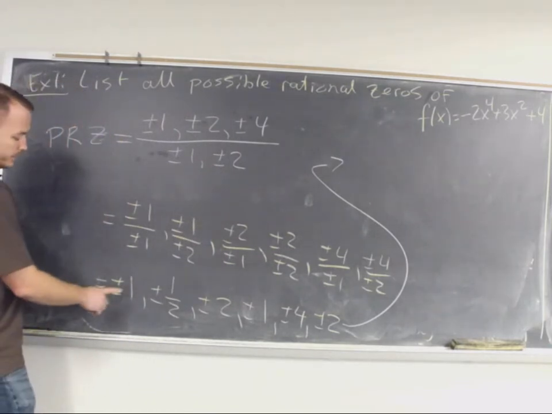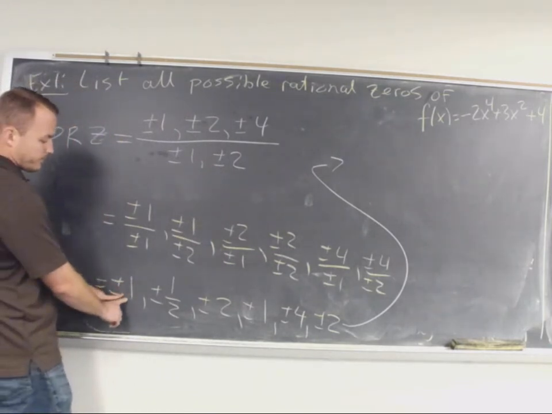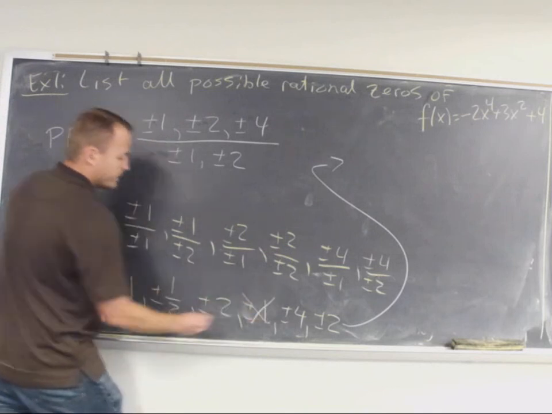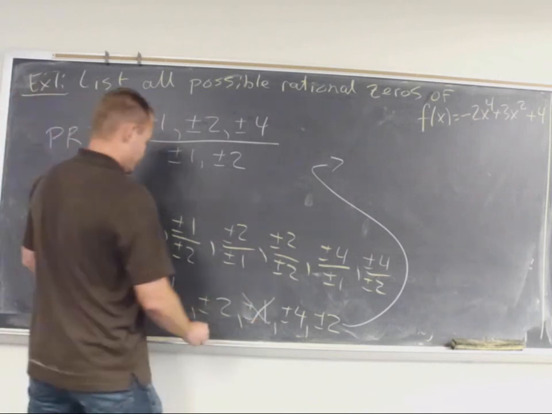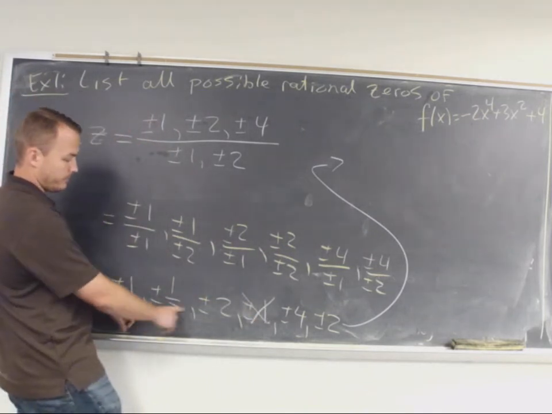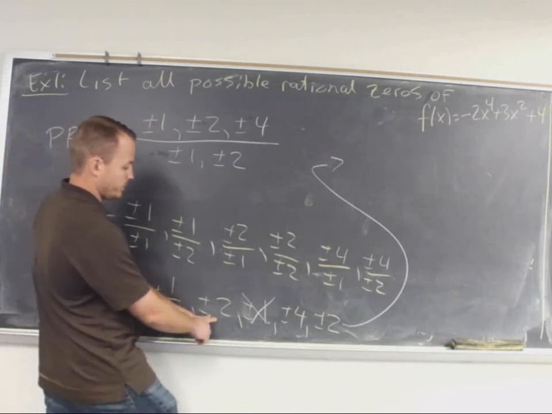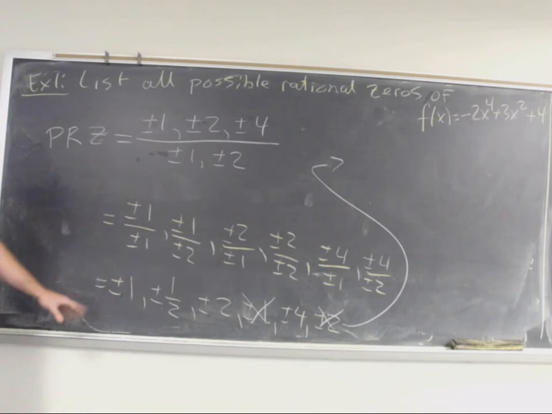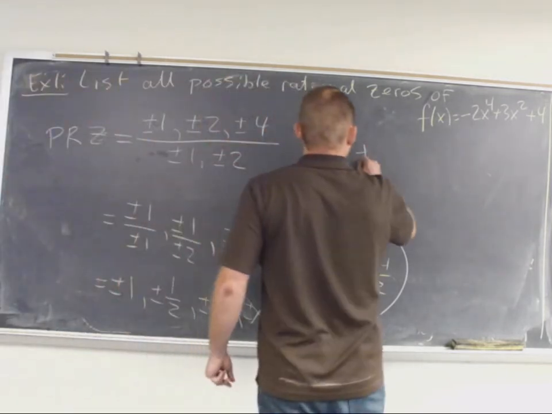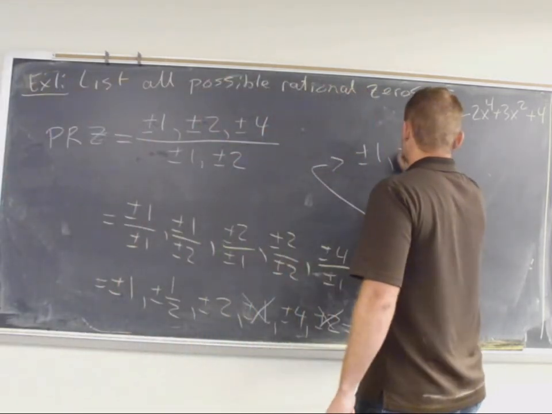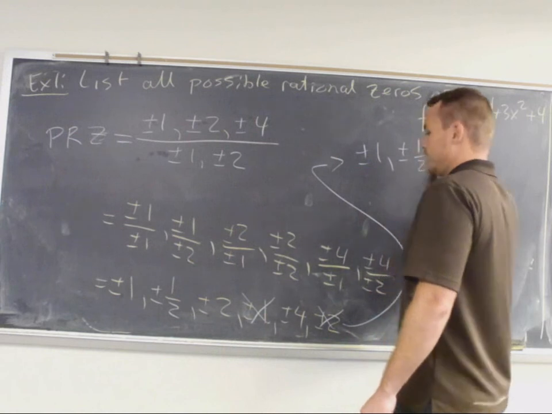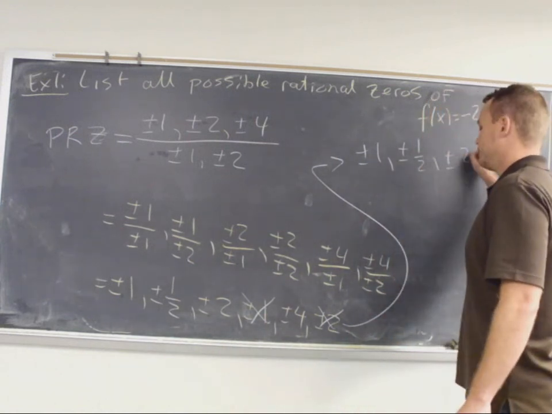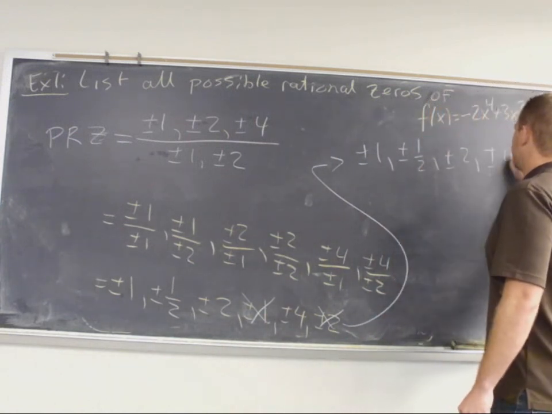So I'm going to come up here and mark out the duplicate. So here's 1. 1 repeats right there. And then I have a half. There's only one of those. And then 2. 2 is repeated right there. So there are my answers. So you get plus or minus 1, comma, plus or minus 1/2, comma, plus or minus 2, comma, plus or minus 4.